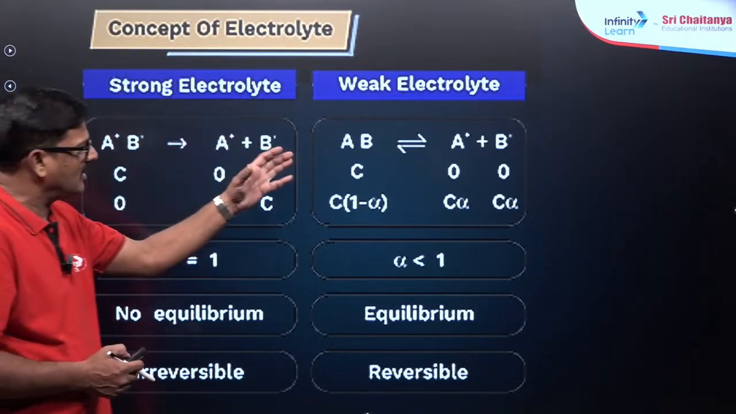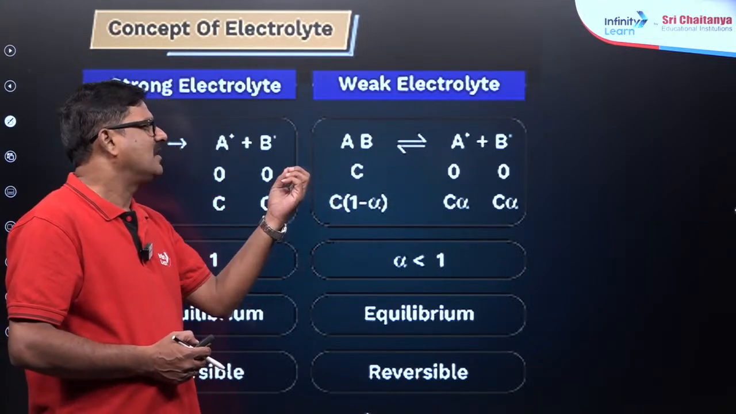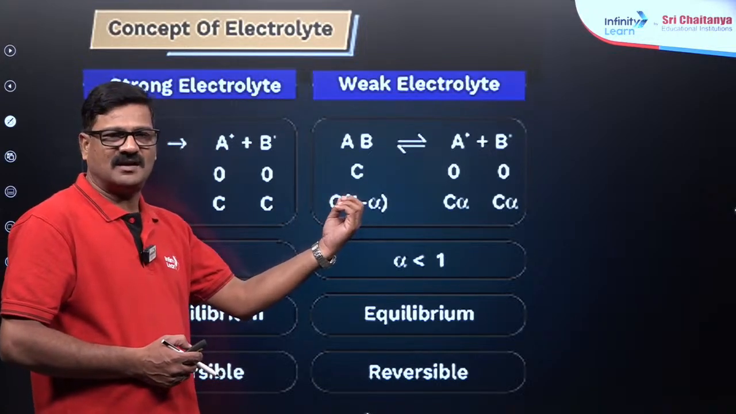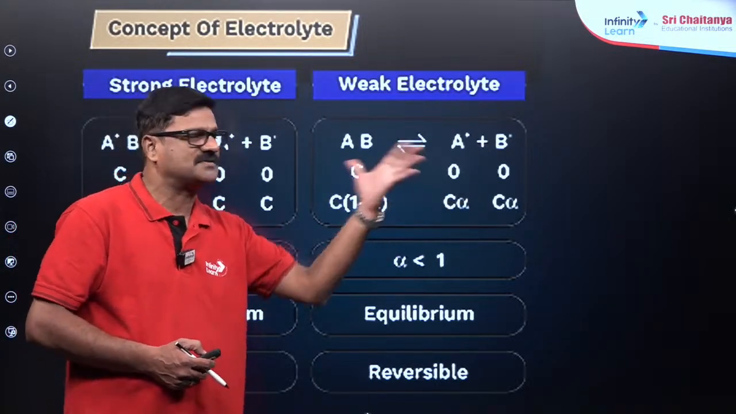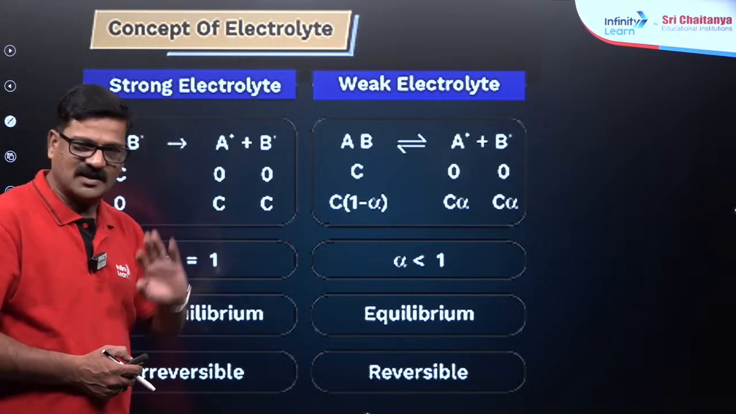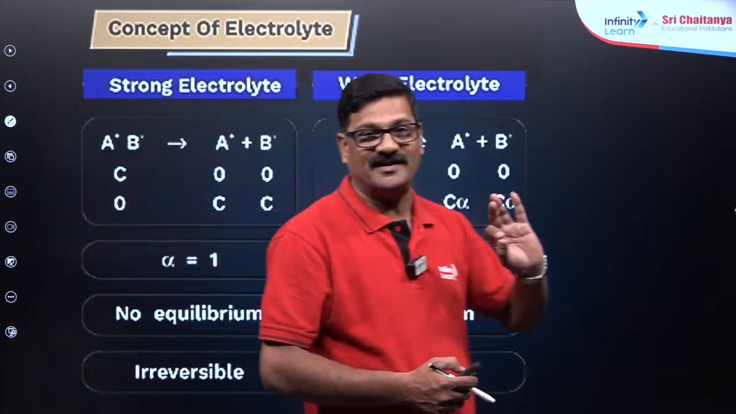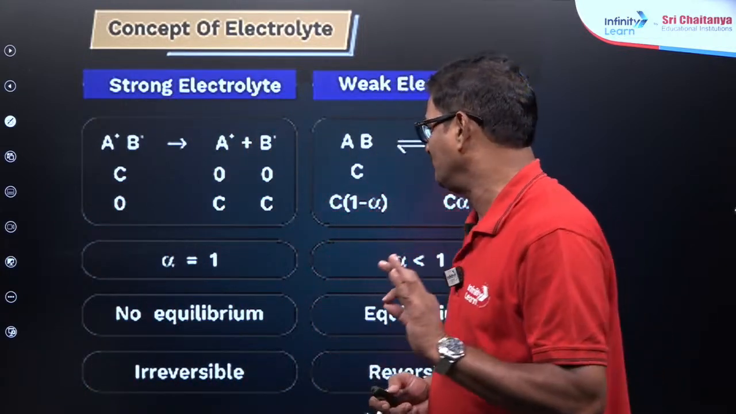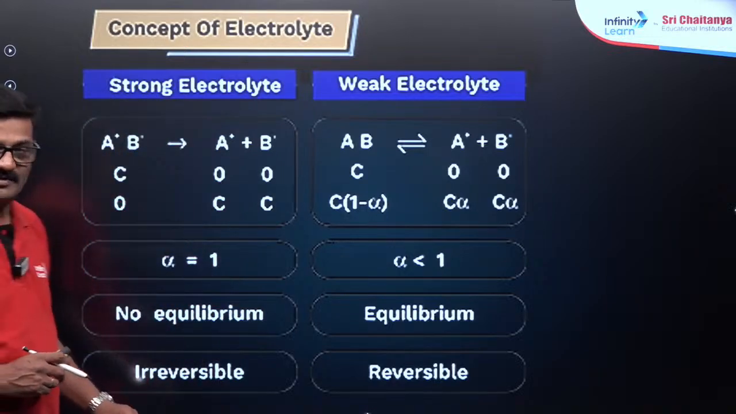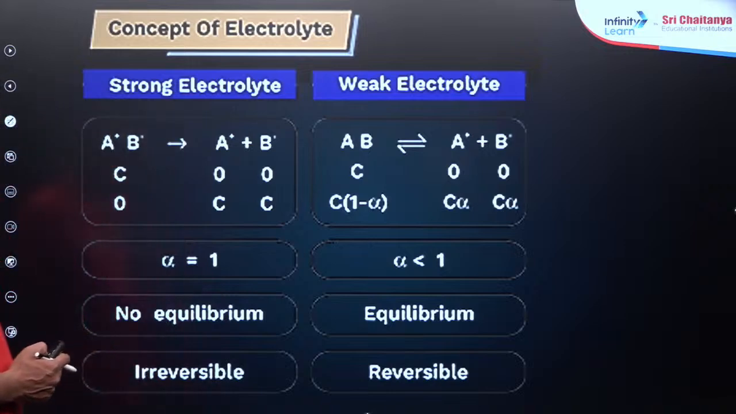While for a weak electrolyte, C moles are taken and 0, 0, let us say alpha is the degree of ionization. C minus C alpha is used up, so C alpha is formed. So it is going to be C of 1 minus alpha left, and at equilibrium C alpha will be formed. Alpha is called degree of ionization. So here it establishes equilibrium, it is irreversible. And here it tries to establish equilibrium, and it is reversible.